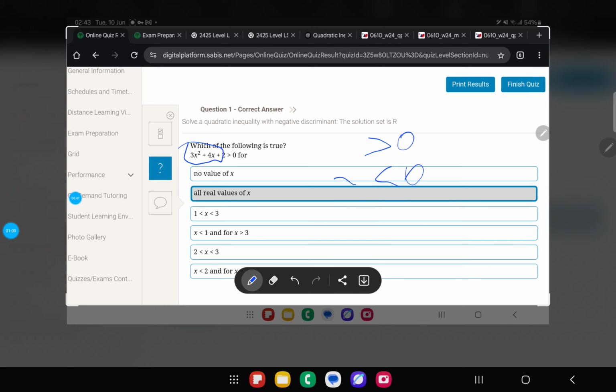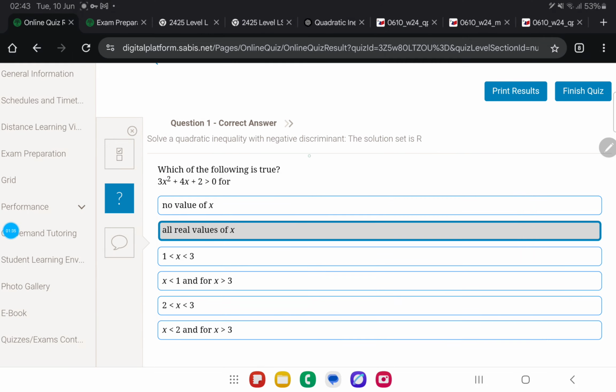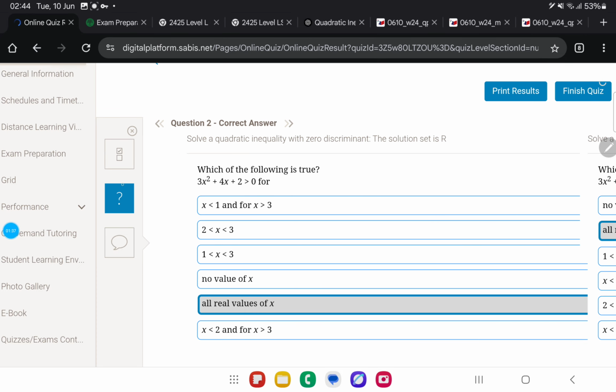So, since it's positive here, it's going to be for all real values. Okay? But if it was less than 0, it would be, for example, no real roots. Alright? But since it's greater than 0 here, we say it's all real values of x. That's the way it is. The solution set is R. Okay, and that's for question 1.